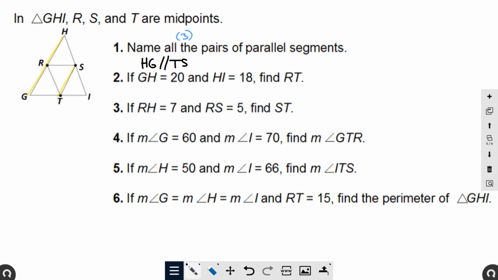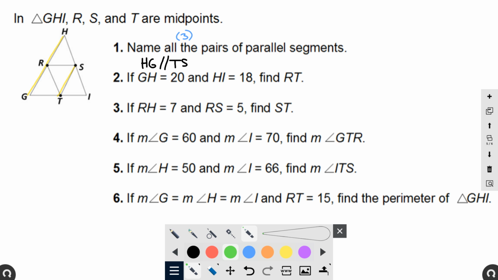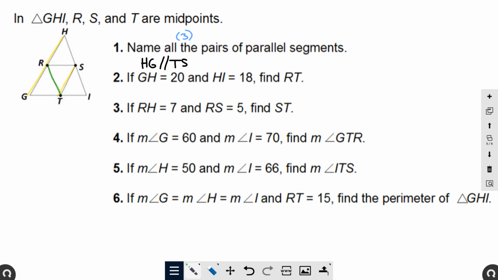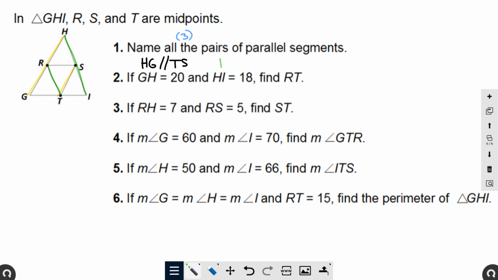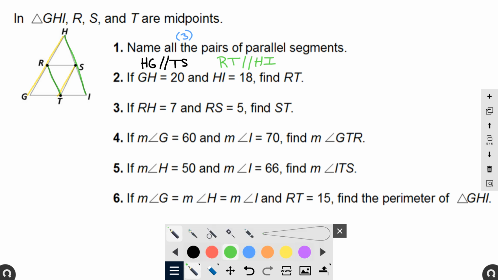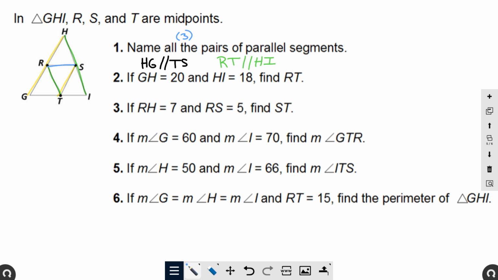All right. Give me another one besides Melanie. Somebody else? Aiden? RT and HI. Perfect. So RT is parallel to HI. Again, you could have reversed those letters. And there's one more. What's the third one? RS and GI. So RS is parallel to GI.